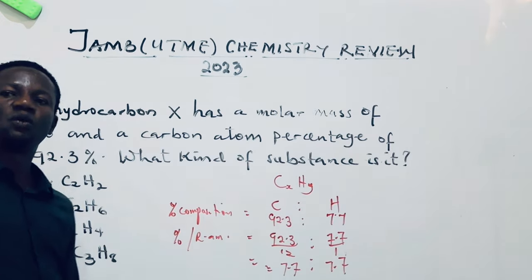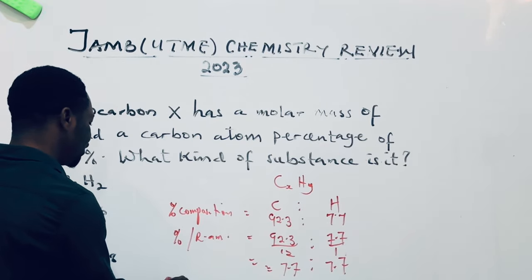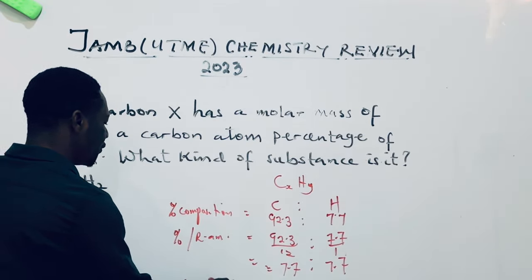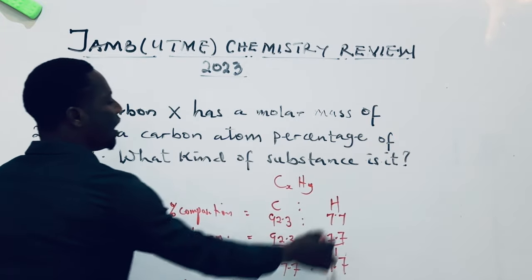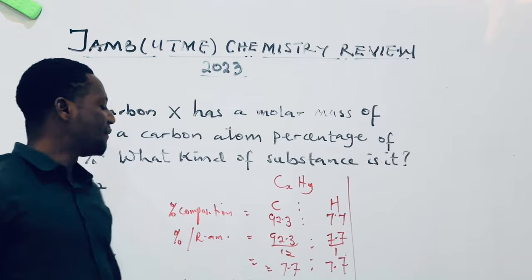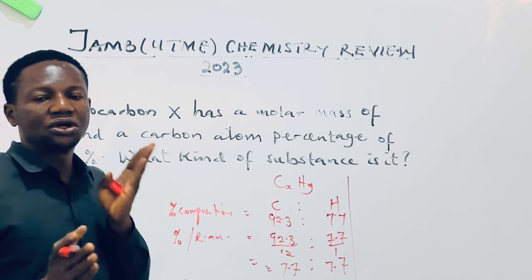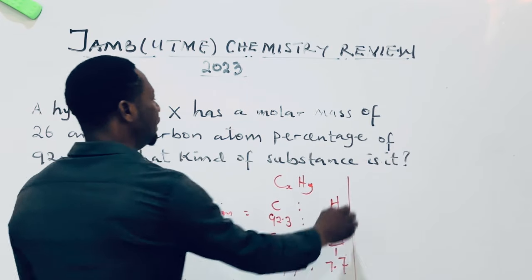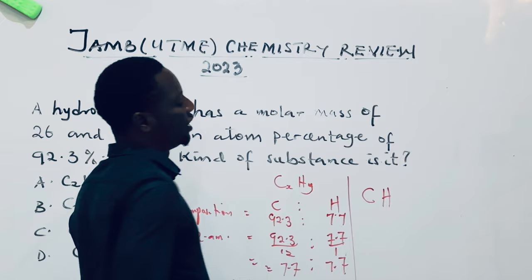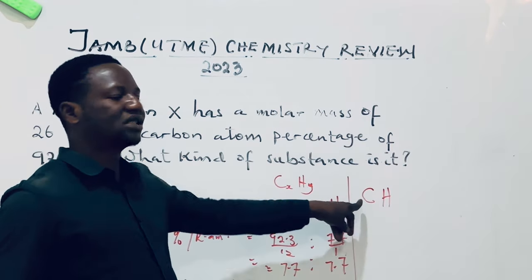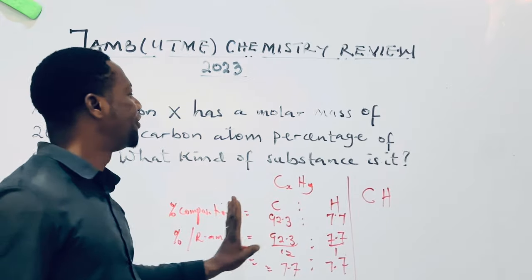So, when we divide through by the simplest ratio, we are going to have a ratio of 1 to 1. And what it means is that the empirical formula, which is the simplest formula showing the ratio of combination of atoms, is CH. This is the empirical formula. But it is not this formula that we needed, because the question demands the actual formula.